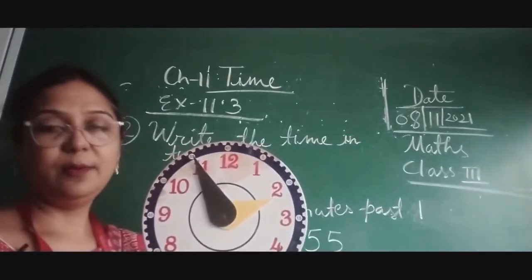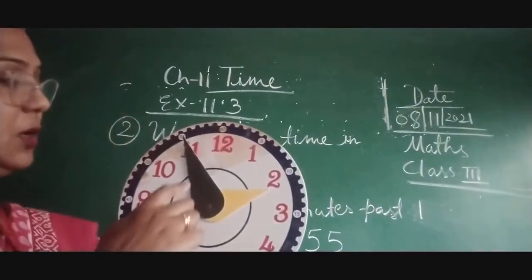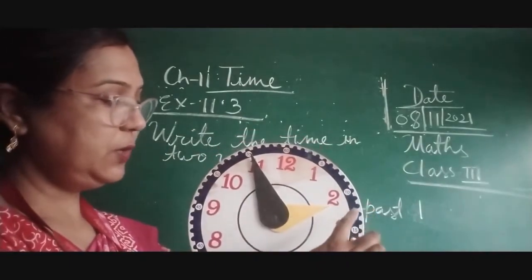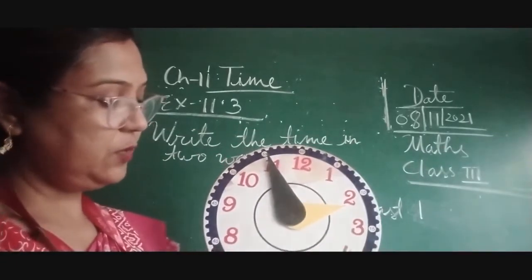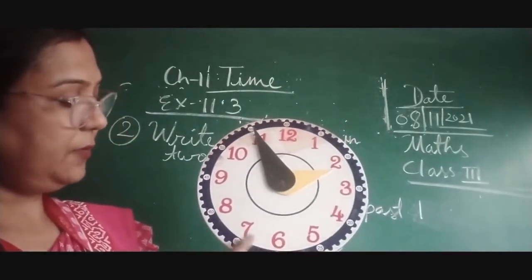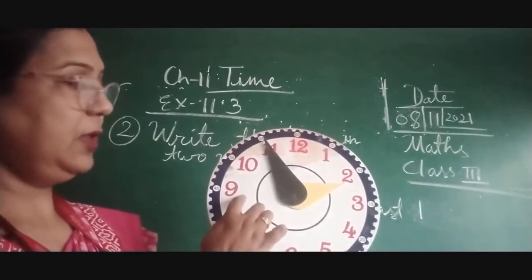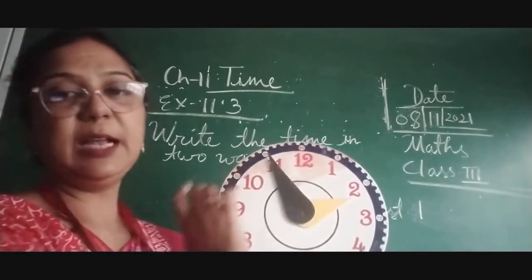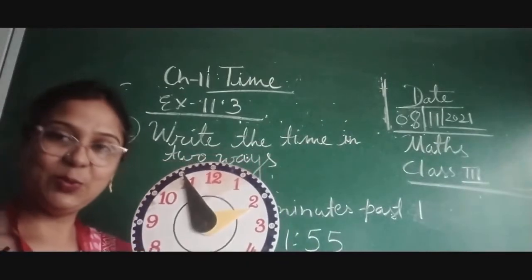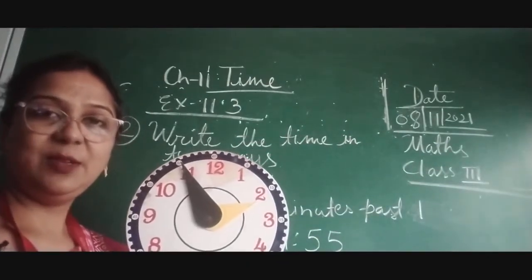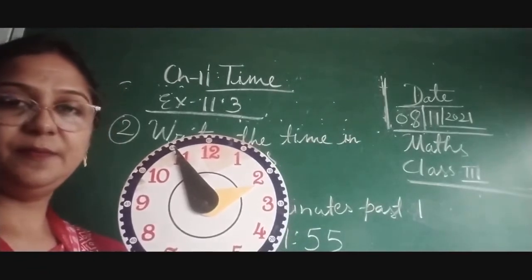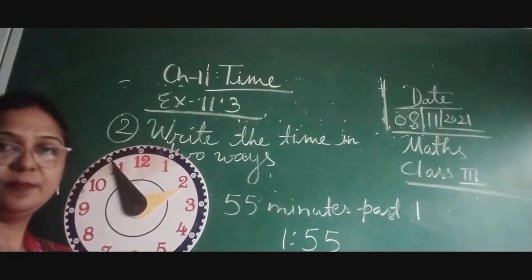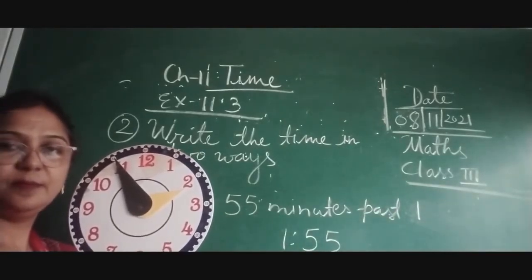Okay, so write it down. How is it possible? So here children, you can see that 1:05, 1:10, 1:15, 1:20, 1:25, 1:30, 1:35, 1:40, 1:45, 1:50, 1:55. So 5 minutes are left to become 2. So complete it, children. Okay, complete this and draw this.